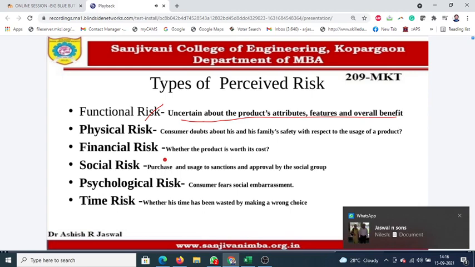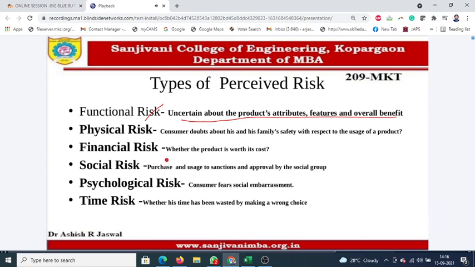The second risk which we can try to understand is called physical risk. What is this physical risk? This is a risk perceived when the consumer doubts his and his family's safety with respect to the use of the product. He doubts: while using this product, will my family and myself be safe?